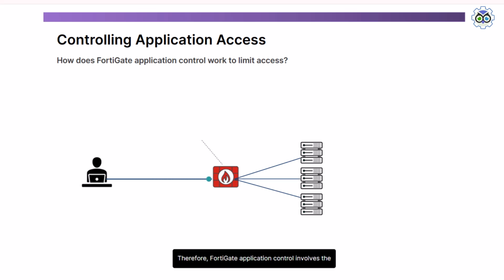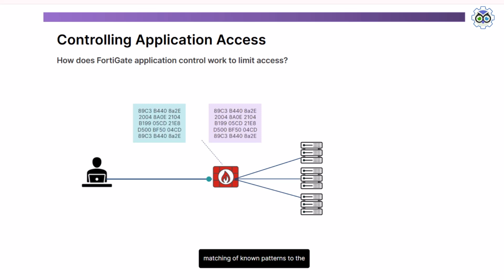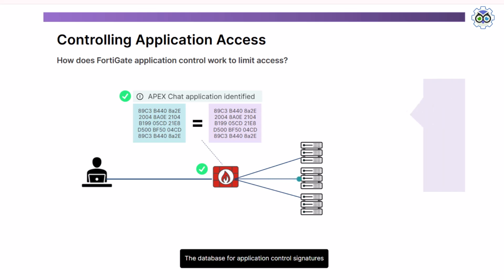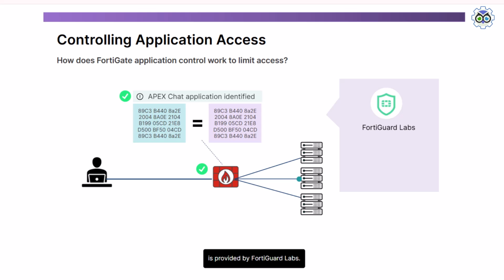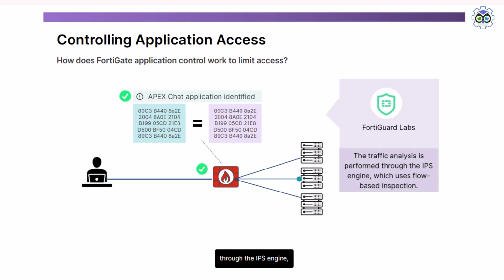Therefore, FortiGate application control involves the matching of known patterns to the transmission patterns of the application. The database for application control signatures is provided by FortiGuard Labs. The traffic analysis is performed through the IPS engine, which uses flow-based inspection, so the pattern match is performed directly in the entire byte stream of the packet, independently of protocol or port number.